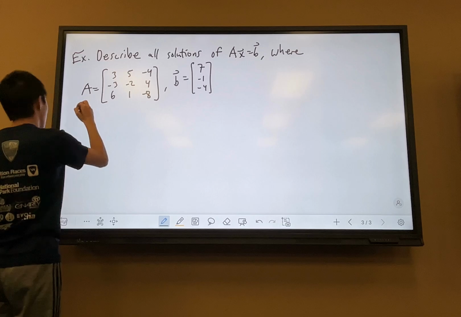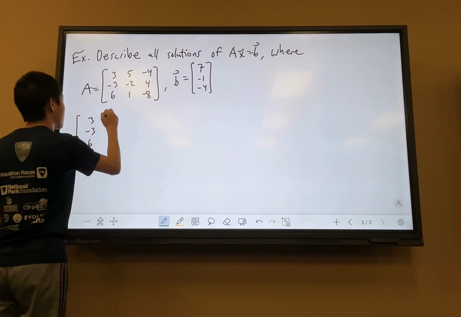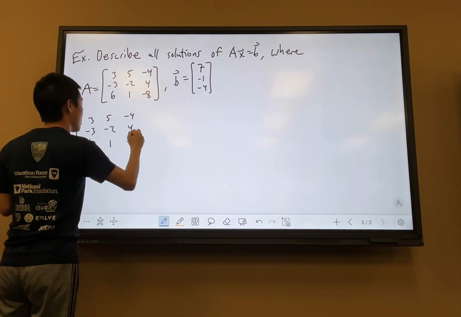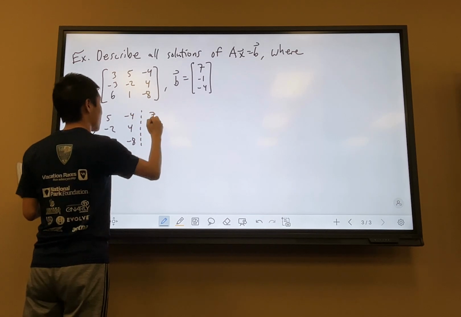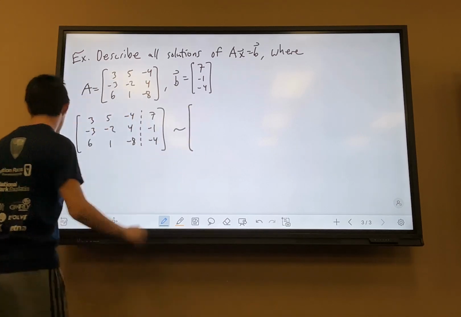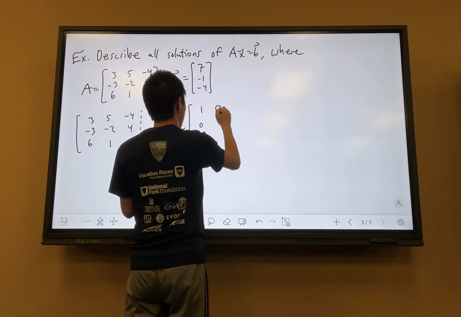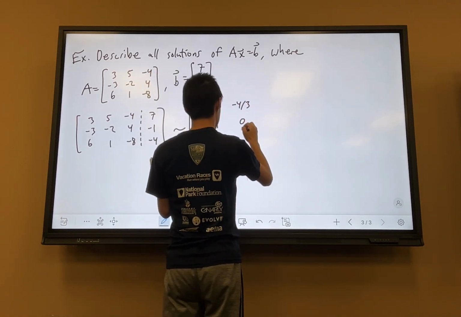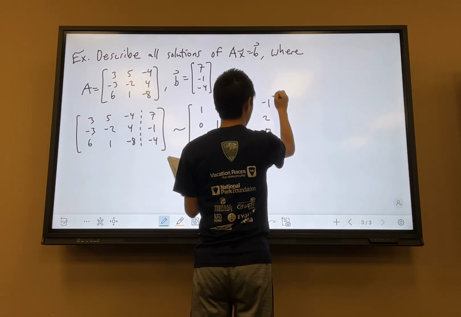And so if I took 3, -3, 6, 5, -2, 1, -4, 4, -8, and then make an augmented matrix with our b vector, 7, -1, -4. What we did was we showed that this is row equivalent to 1, 0, 0, 0, 1, 0, -4/3, 0, 0, -1, 2, 0.